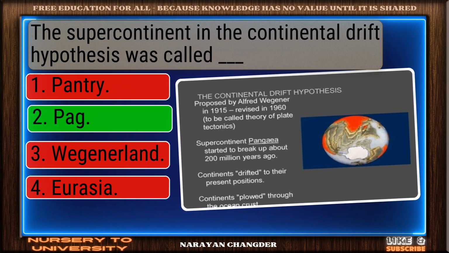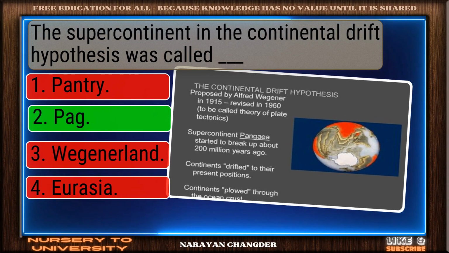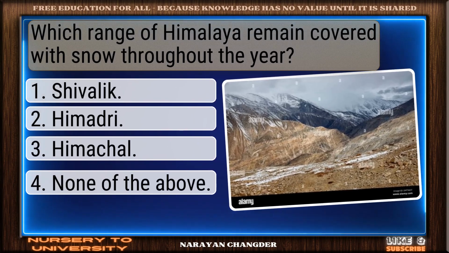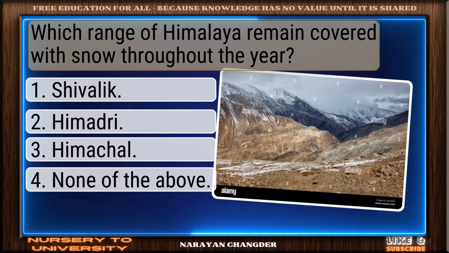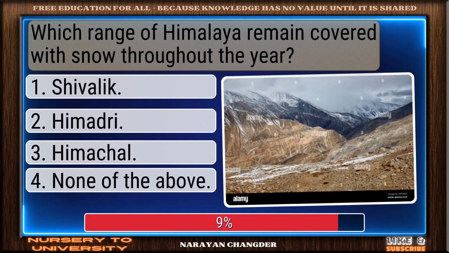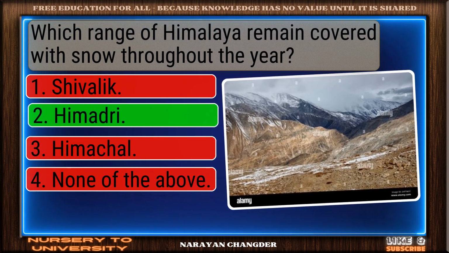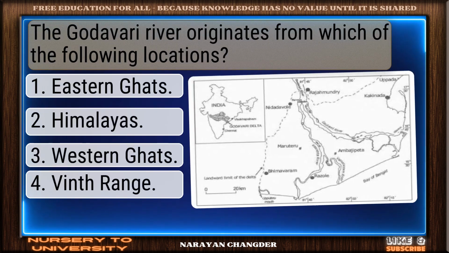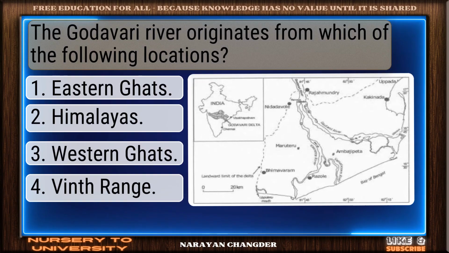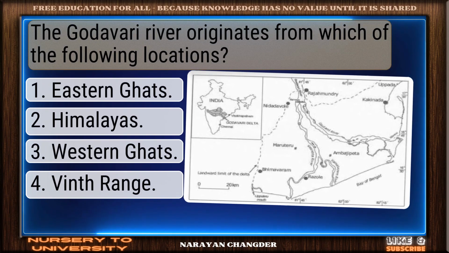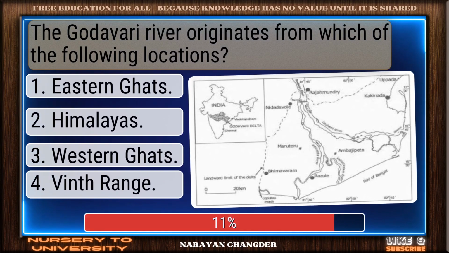Solid response. Pag is a valid choice. Question number 69. Which range of Himalaya remain covered with snow throughout the year? You're right. Himadri is the correct answer. Question number 70. The Godavari River originates from which of the following locations?